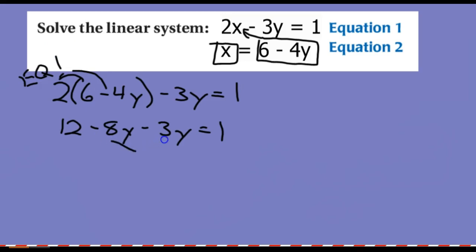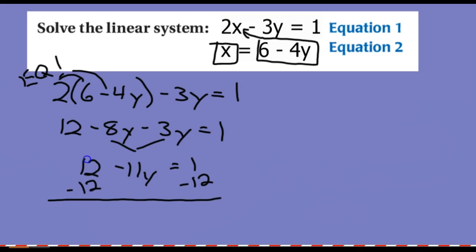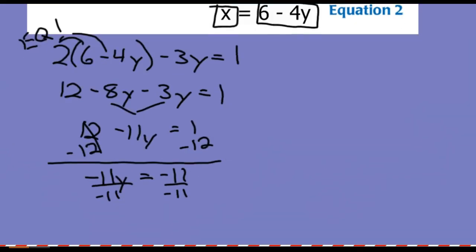Now we can combine our y's. Negative 8 minus 3 gives us a negative 11y. So 12 minus 11y equals 1. Subtract 12. And we get negative 11y equals a negative 11. Divide by negative 11. And we get y equals 1.